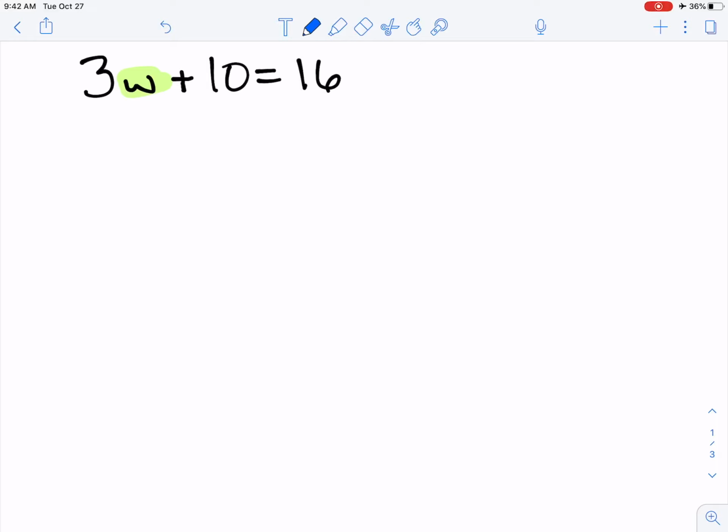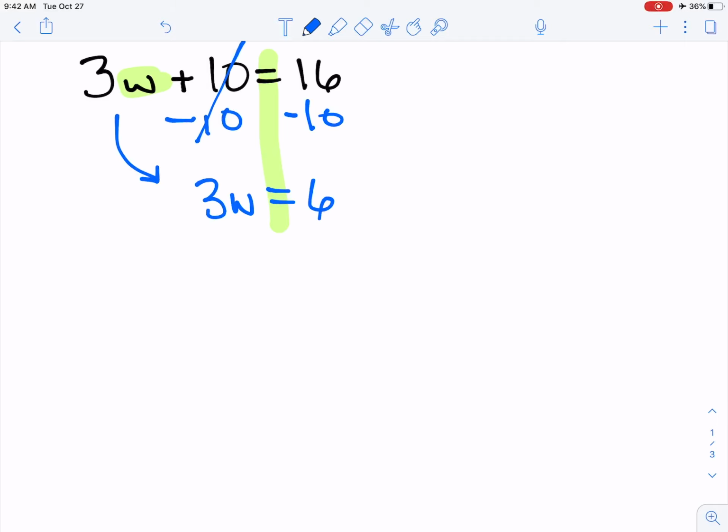So in this problem I see that we have a plus 10. So to move that to the other side, or to move that away from the w, I'm going to subtract 10 from both sides, keeping in mind that my equal sign is the balance of my equation. So when I do that, this plus 10 minus 10 cancels out. I'm going to bring down my 3w. That's going to equal 16 minus 10, which gives me 6.